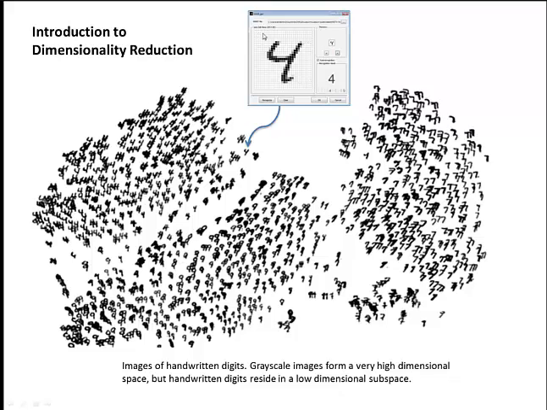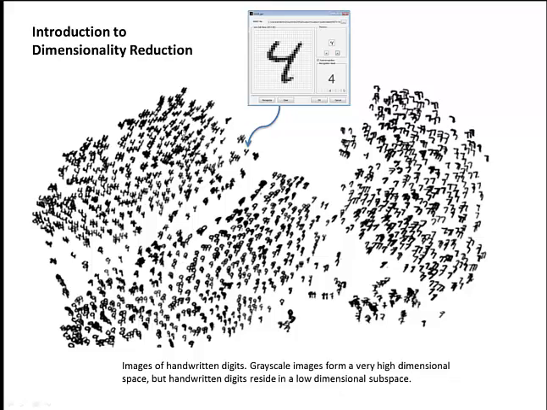So here's an example of an image of a handwritten digit, it happens to be a number 4, and you can see the pixels here. In order to specify one of these images, I need to give the grayscale value for each one of these pixels. And so each one of these images sits in a space which has a dimensionality equal to the number of pixels here.